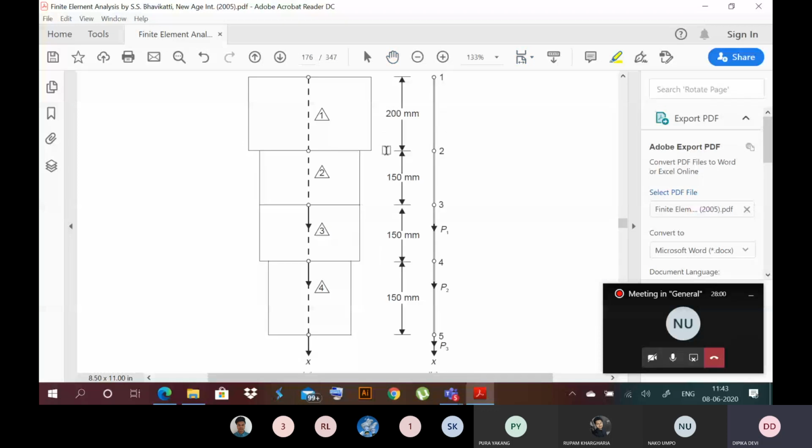Next, this table shows the connectivity of the element with the nodes, local number and global number. So these are the local numbers. For each and every element, if you remember, I used to use i and j as the local numbers. For element 1, local is 1 and 2 and global is 1 and 2.